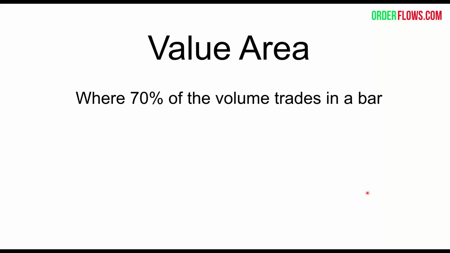Now, value area, right? If you ever studied market profile, you understand what value area is, right? There's a value area high, there's a value area low, which is different than the high of the bar and the low of the bar. It's where 70% of the volume trades for the day, right? On the market profile, looking at the value areas. But you can take it a step further. You could look at it on a bar by bar basis.